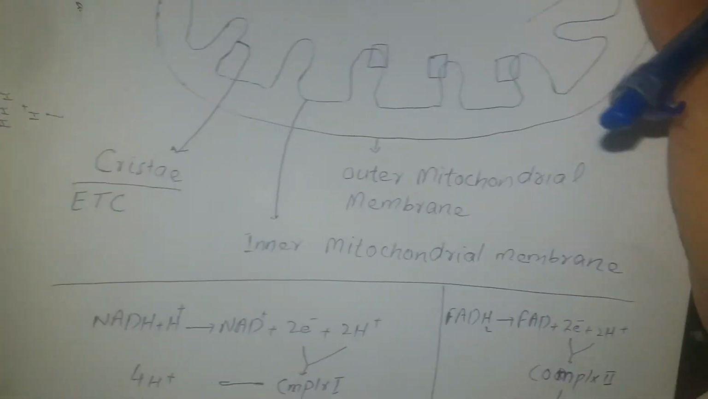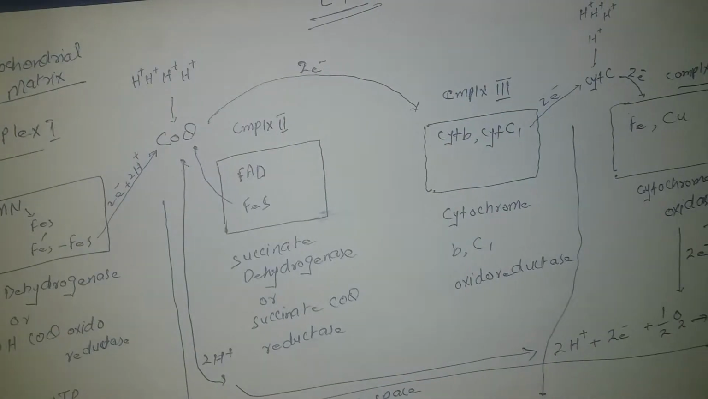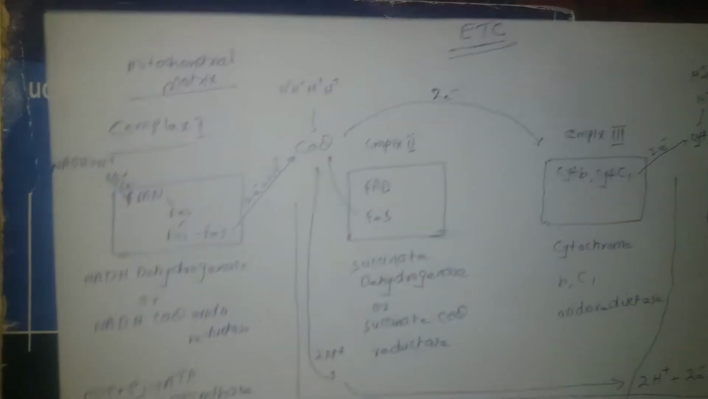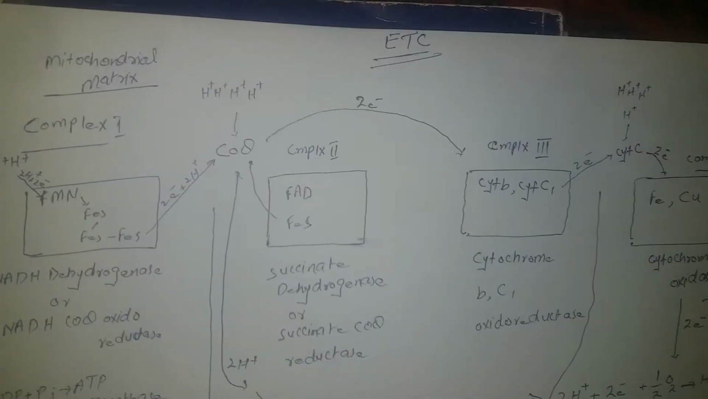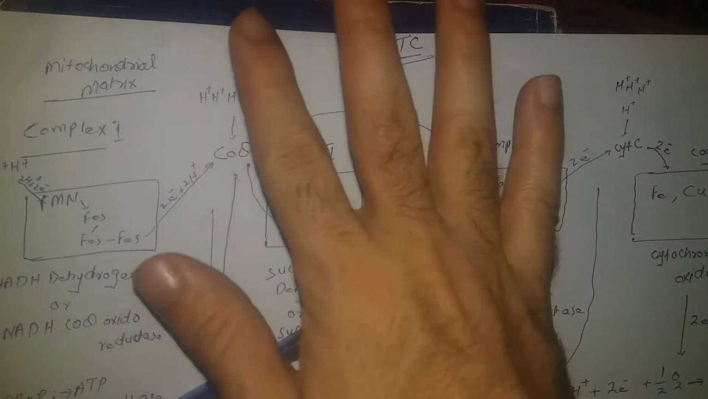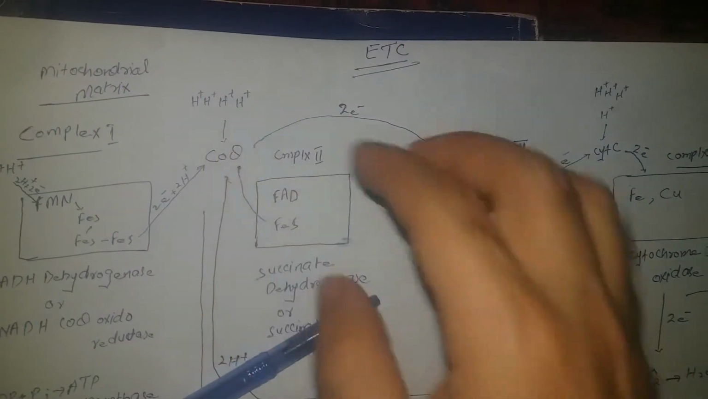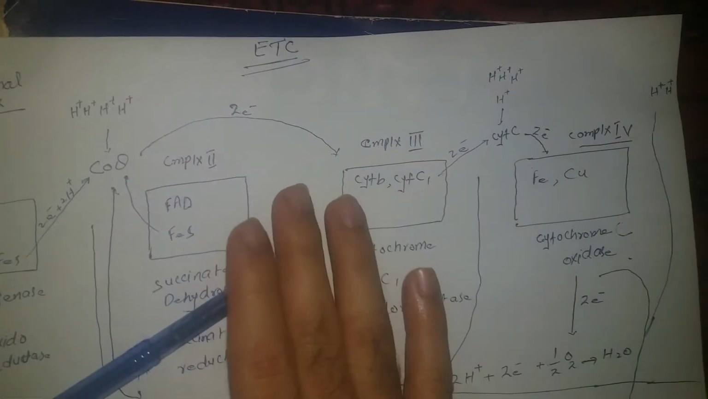So now we will study the electron transport chain in detail. Actually, the electron transport chain consists of five enzymes or proteins that are also called complexes, and these are fixed, and it contains two mobile carriers: one is coenzyme Q, the other is cytochrome C.